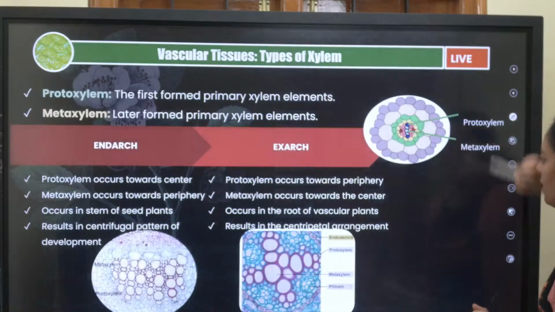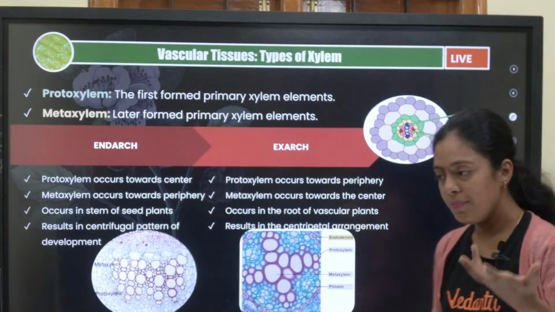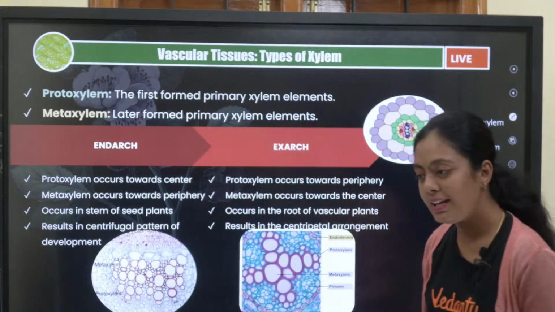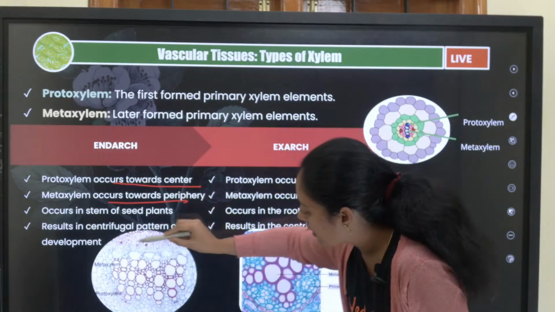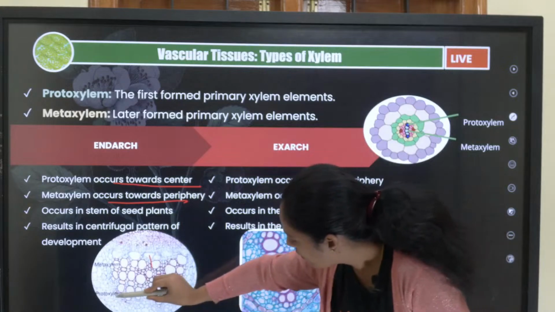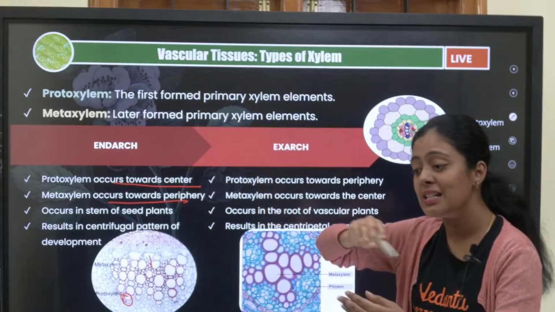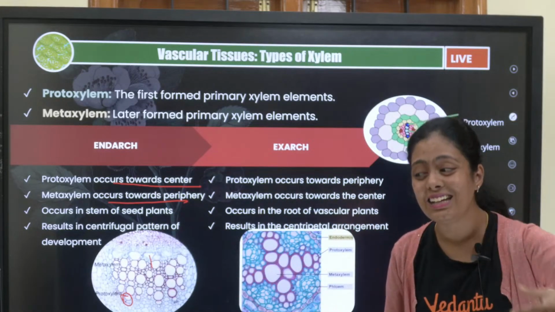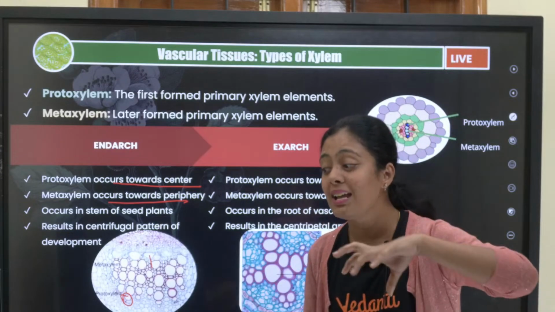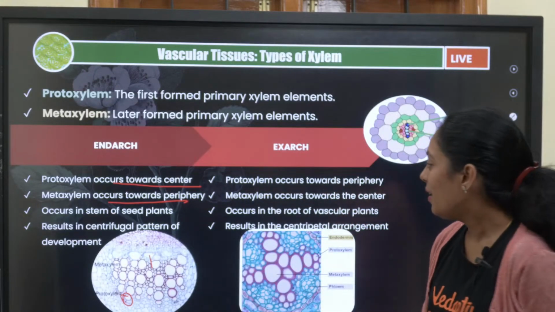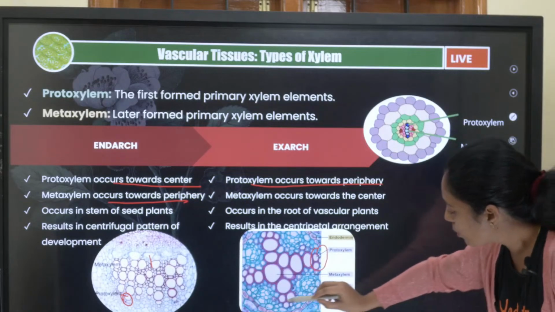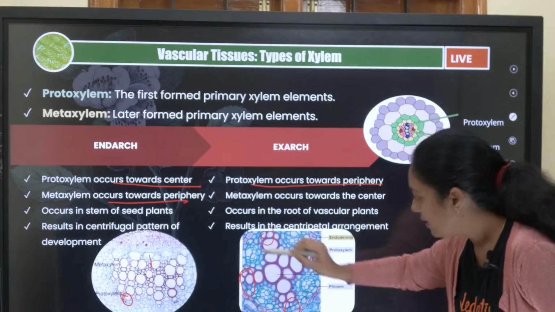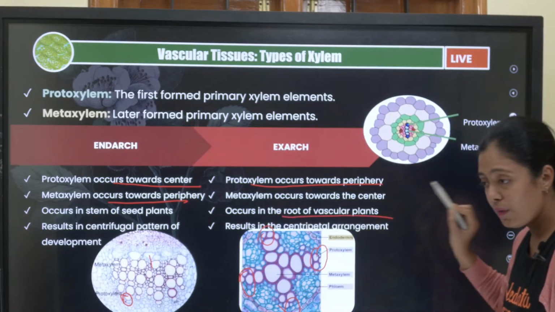Now xylem, I already told you, protoxylem and metaxylem. Protoxylem occurs towards the center. Metaxylem occurs towards the periphery. Look, protoxylem is towards the center, metaxylem is away. We call that endarch. Can anyone tell me where the endarch condition is seen? Okay, exarch: protoxylem occurs towards the periphery. You can see protoxylem occurs towards the periphery. It occurs in the root of vascular plants.